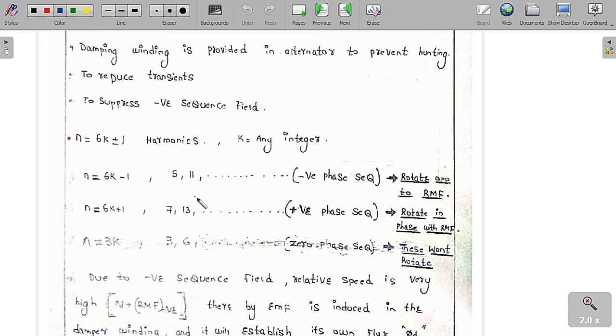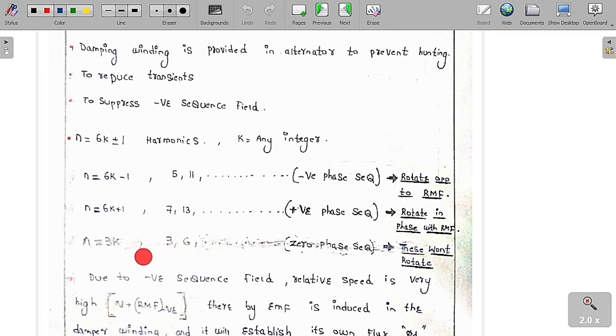So we can categorize the odd harmonics into three types: 3m, 3m minus 1, and 3m plus 1. For 3m, m is equal to odd, and for 3m minus 1 and 3m plus 1, we have to choose m is equal to even. We can go for even here also, we are going to get the same harmonic values. So for 3m minus 1 or 6k minus 1, these are called the negative sequence harmonics, because they rotate opposite to the fundamental flux RMF. And 3m plus 1 or 6k plus 1 are called the positive phase sequence harmonics, as they rotate in the same direction with respect to the fundamental RMF.